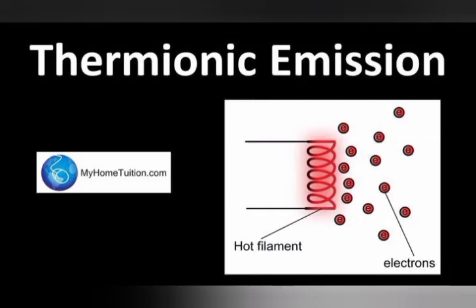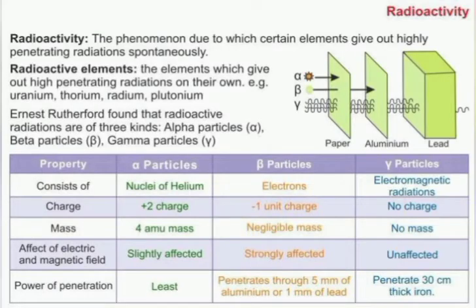Metals contain a large number of free electrons. At room temperature, electrons cannot escape the metal surface due to attraction forces of the atomic nucleus. If the metal is heated to a high temperature, some of the free electrons may gain sufficient energy to escape the metal surface. The process of emission of electrons from the hot metal surface is called thermionic emission.